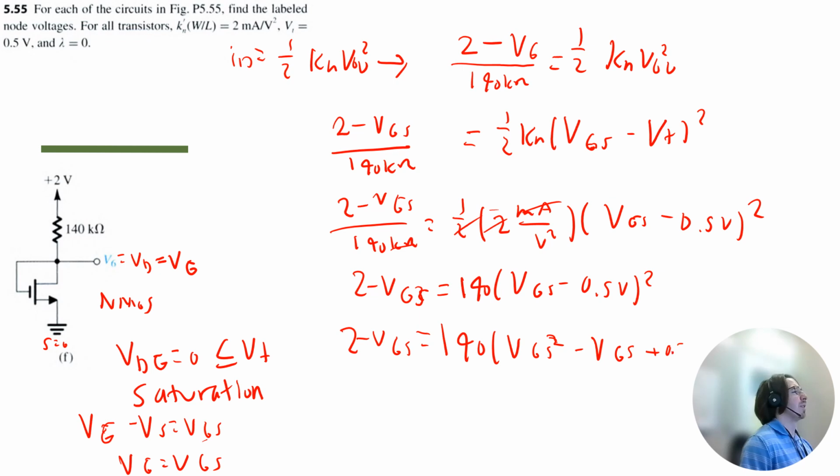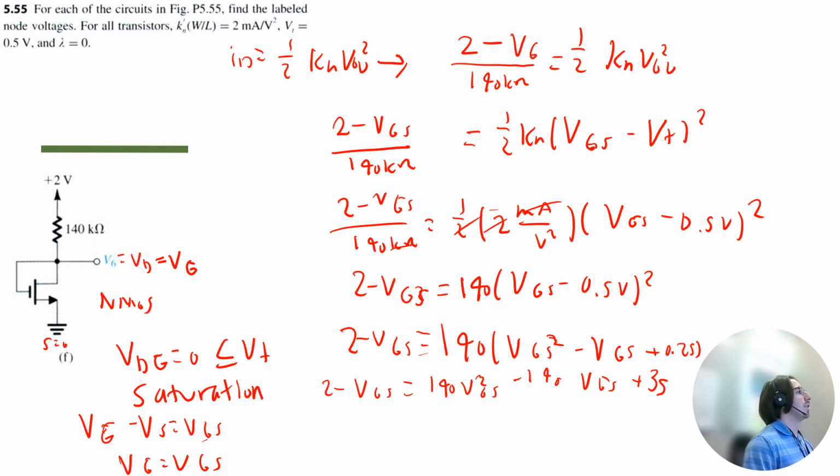Plus 0.5 squared is 0.25. And we can distribute the 140, so we have 2 minus VGS is equal to 140 VGS squared minus 140 VGS plus 140. A quarter of 140 would be 35.